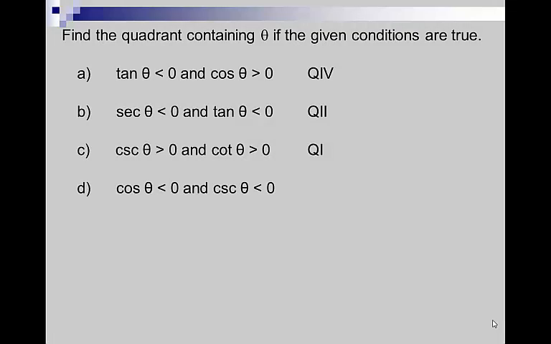All right. Cosine is less than 0 in quadrants 2 and 3. Cosecant is less than 0. Well, that's the reciprocal of sine. That happens in 3 and 4. So this must be in quadrant 3.